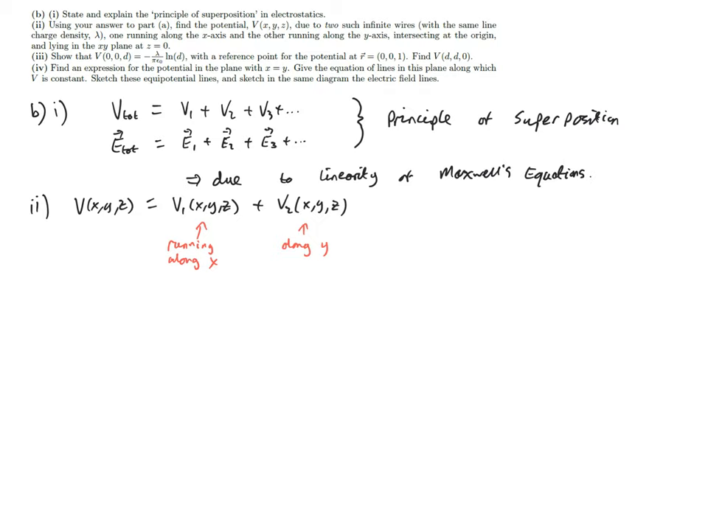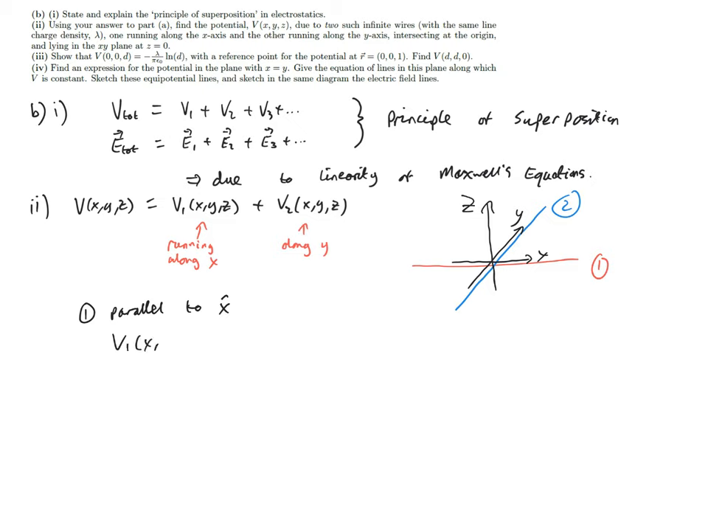So let's draw a quick sketch. We have one wire here, let's call it number one, and then we have another wire here, number two, and then this is the z-axis, this is the x-axis, and this is the y-axis. Okay, and we can work out for wire number one, parallel to the x-axis, the potential, V1, using the previous result that we obtained. We found that it was minus lambda upon 2 pi epsilon naught of the log of, and here, previously, we had S, which was the radial distance from the wire.